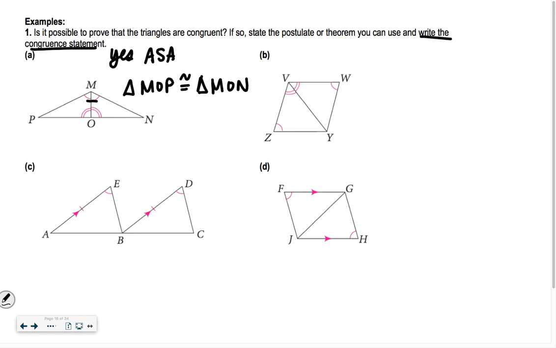Do you like when it spells out words? Every geometry student's favorite thing when it spells out words.